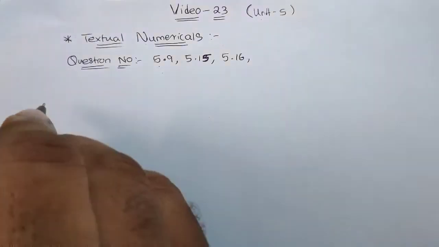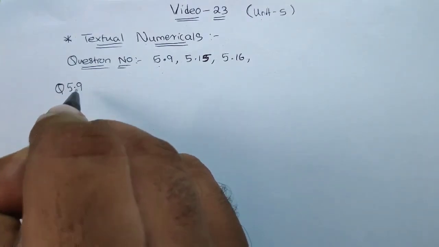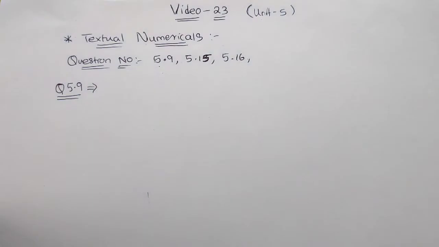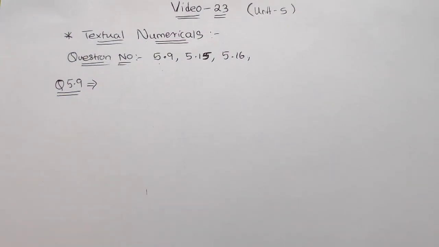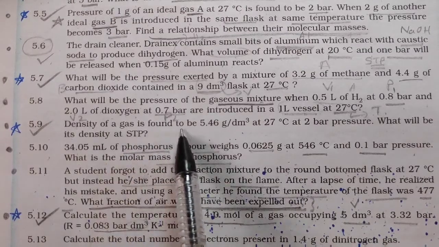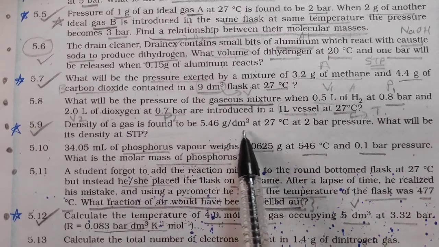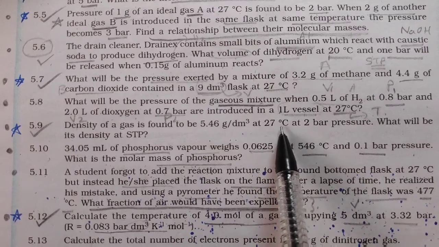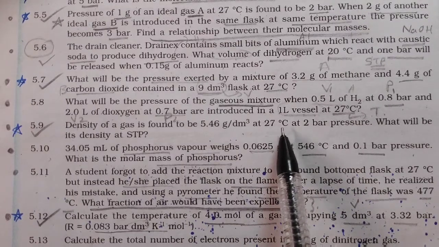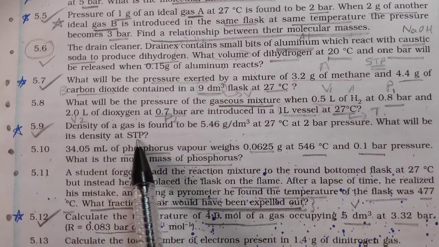So now the first one, question 5.9, here in your textbook exercise. This is the question I am talking about. Density of a gas is found to be 5.46 gram per dm cube at 27 degrees Celsius. This temperature is given, we will convert it into Kelvin. At 2 bar pressure, what will be its density at STP? STP means standard temperature and pressure.